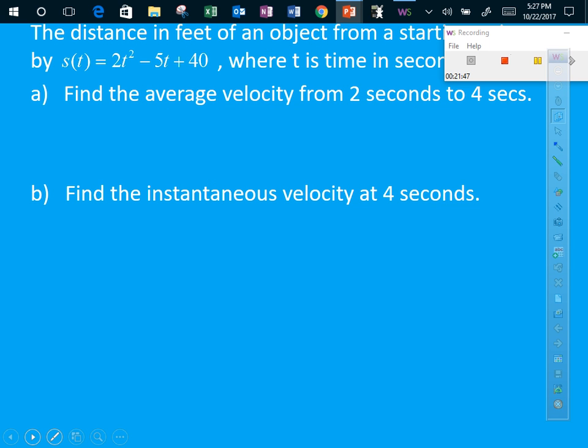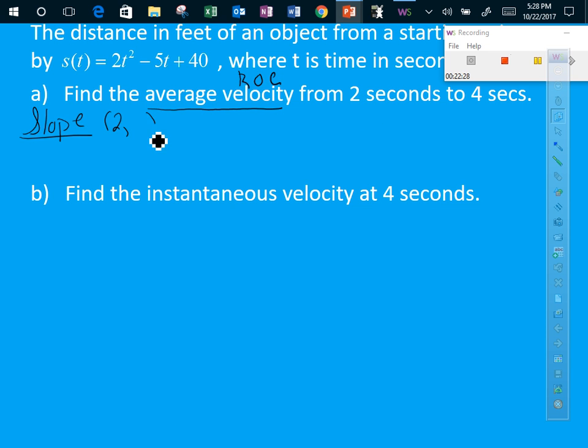It says the distance in feet of an object from a starting point by s of t equal 2t squared minus 5t plus 40, where t is time in seconds. Now, be careful on these. Find the average velocity. Average velocity is the same thing as average rate of change. That's what we started the lesson with. This problem's asking you to go get the slope. So you have two ways. You could do the ordered pairs, or I want to find the average velocity from 2 to 4.